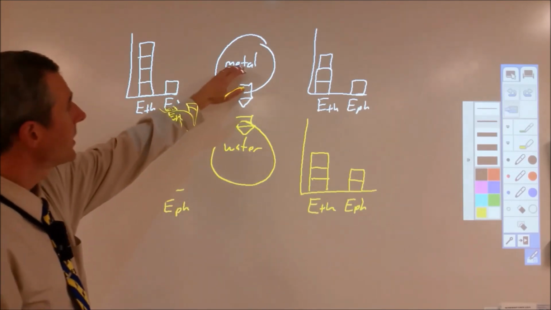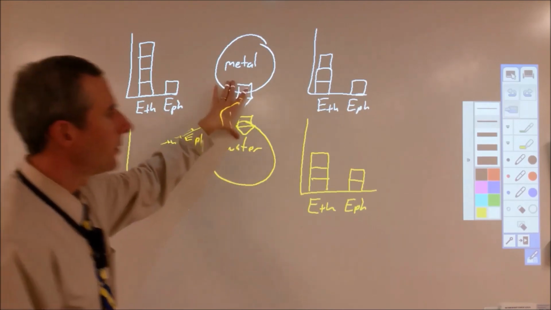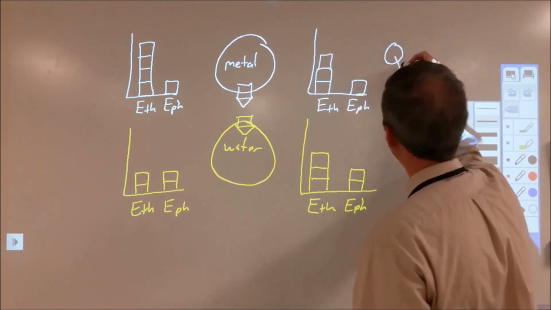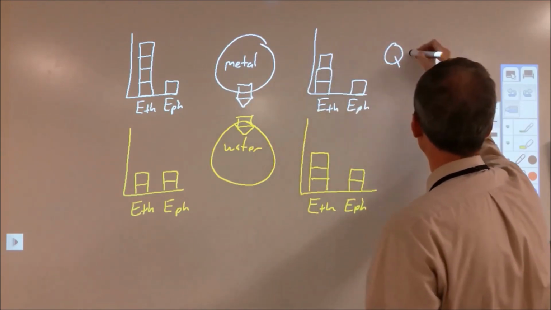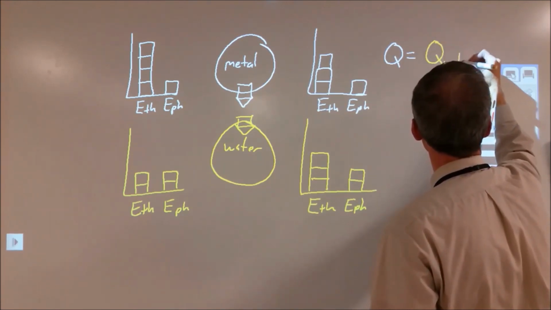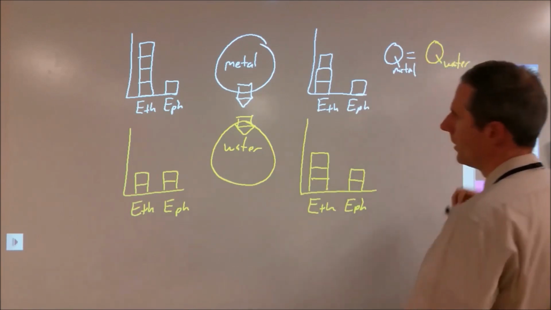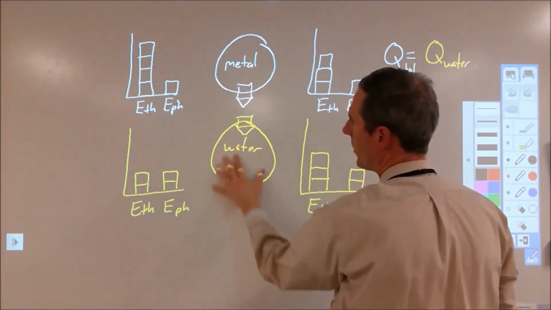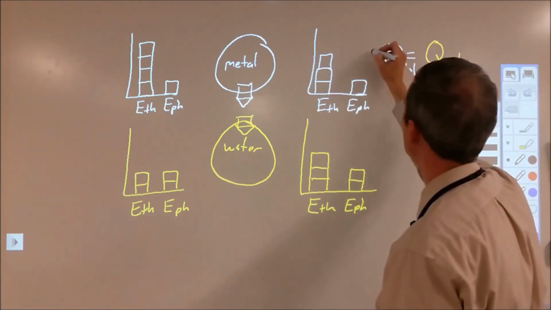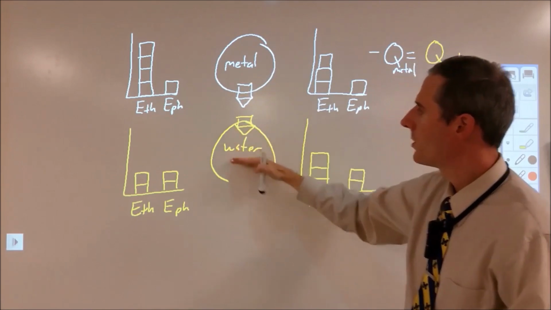So what we're seeing is the energy moving from the metal into the water. If we were to do that in terms of heat, the Q for the metal is going to be equivalent to the Q for the water, with one big difference: the direction is different. The energy is leaving the metal, and the energy is going into the water. So the last thing we need to do is put a negative sign on one of these because the direction is different. This is decreasing in energy, this is increasing in energy.